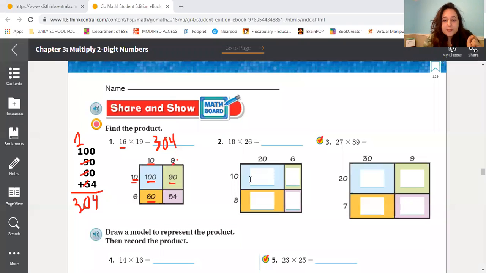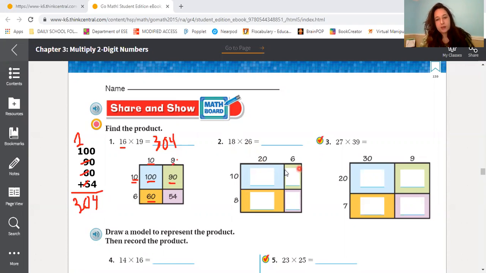So that's how we would do it. So for this one, I'm going to explain how we do the basic facts and add the zeros. What we do first is break apart our numbers. 18 can be broken apart into tens and ones, 1 ten and 8 ones. Then the 26 can be broken up into 2 tens, which is 20, and 6 ones.